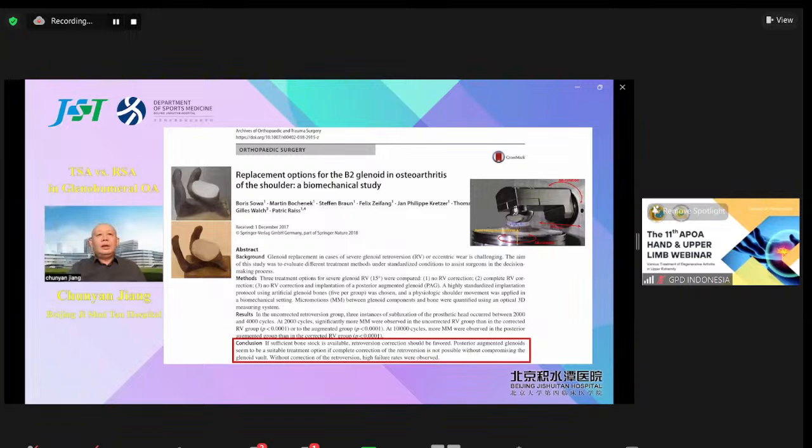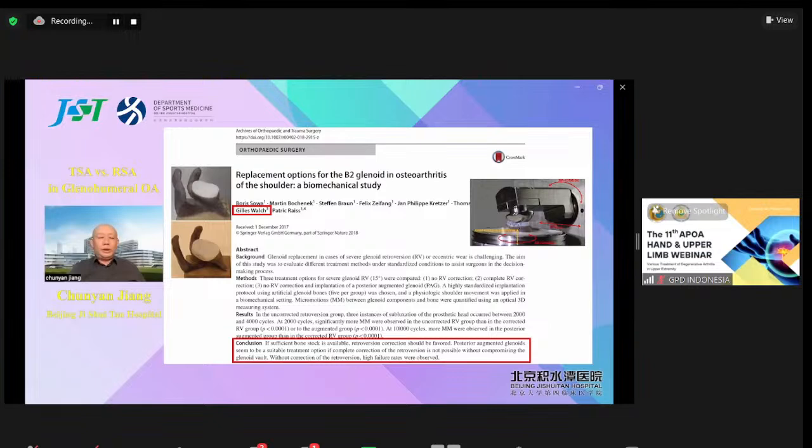And interestingly, you can see this biomechanical study also has the name of Gio Walsh, who was the very first strong opponent of using a total shoulder arthroplasty for these type B2 glenoid patients. It's pretty interesting. You can see how Gio, a master of shoulder arthroplasty in the whole world, evolved from proposing reverse shoulder arthroplasty in 2013 slowly into the augmented total shoulder arthroplasty.